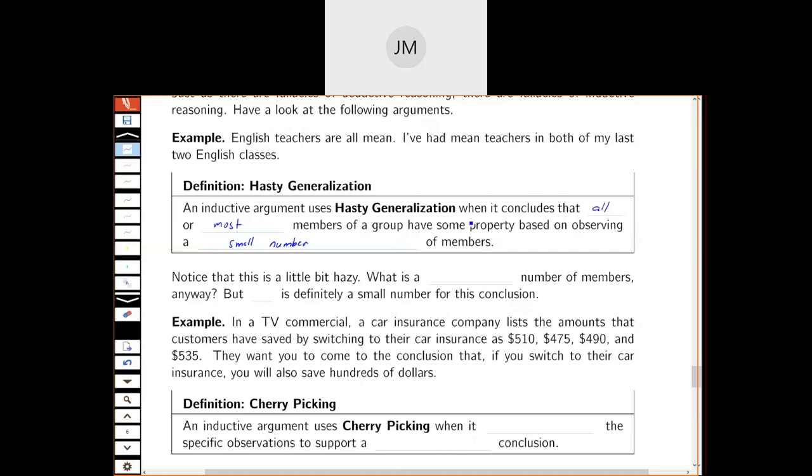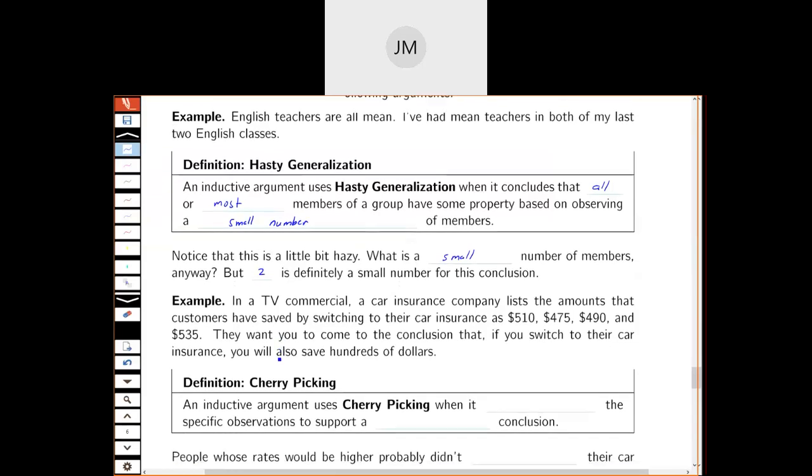All right. So when we have a small number of members, then we want to be careful about that. But is 12 enough? 2 definitely seems like a small number, but what would be a big number? So we have to think about what is a small number of members anyway. I definitely think 2 is small, but there's not a really clear-cut line as to how many is enough. Okay, let's look at another example.